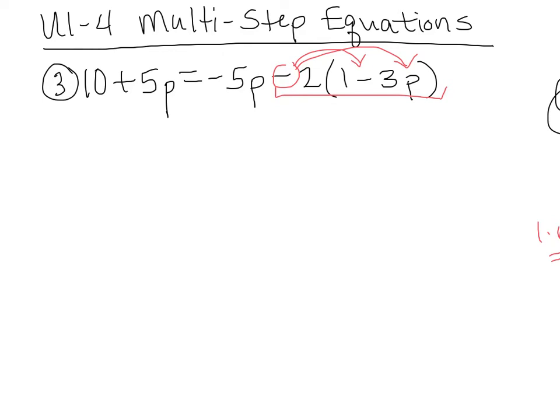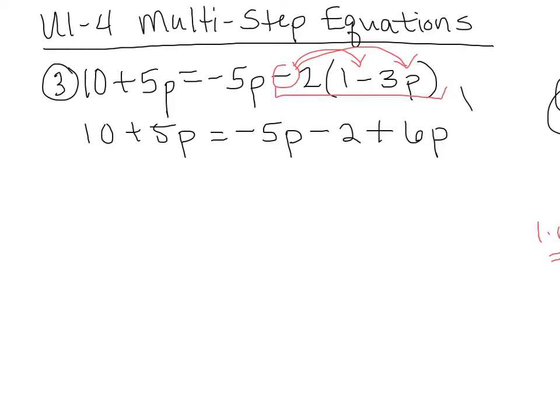So I will rewrite this next step. 10 plus 5p equals negative 5p, and now negative 2 times 1 is negative 2. Negative 2 times negative 3p is positive 6p. So that's step 1. Distribute.